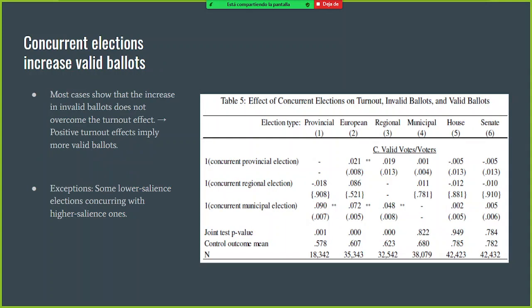Finally, moving to valid ballots, the authors look for the net effect of concurrent elections, since invalid ballots may overcome the turnout effect. The results show that in most cases, the turnout effect prevails because there is a significant increase in valid ballots too.